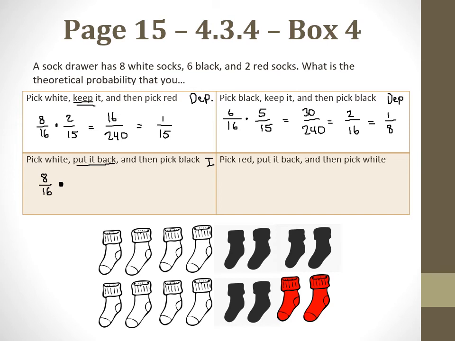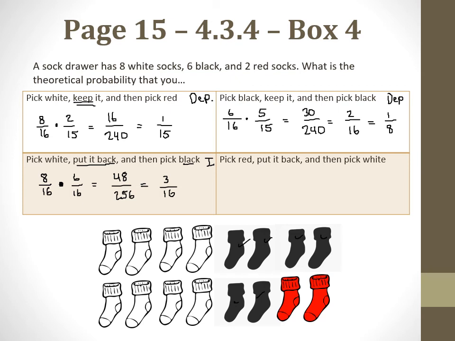So the probability of picking black is going to be 1, 2, 3, 4, 5, 6 out of the 16 in the drawer. So that gives us 8 times 6, which is 48, out of 16 times 16, which is 256. And those are both divisible by 16. 48 divided by 16 is 3. And 256 divided by 16 is 16. So the simplified fraction there is 3 out of 16.